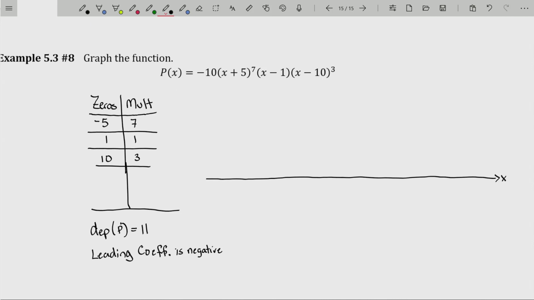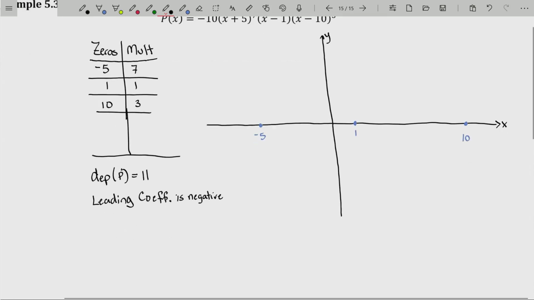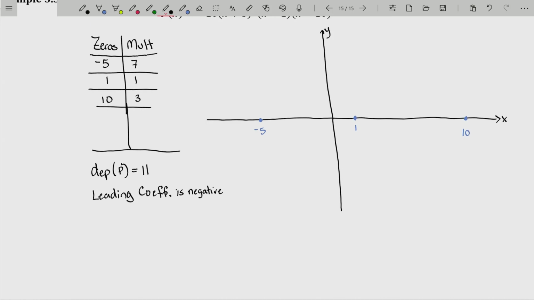So let's see, we have a 0 at, I'm going to use blue again, we have a 0 at -5. We have a 0 all the way over at +10. And then we have a 0 at 1. So I'm going to say that's roughly right around here. That gives me an idea of where the y-axis should be, somewhere right about here. Notice that I labeled that y-axis. And then we know that the leading coefficient is negative and the degree is 11.